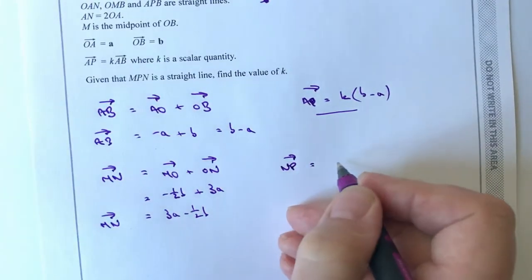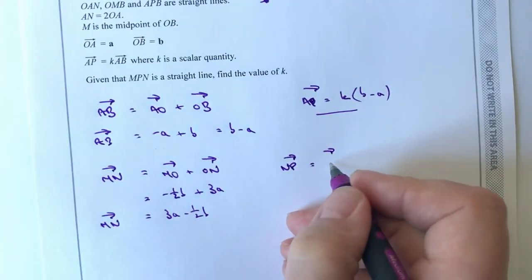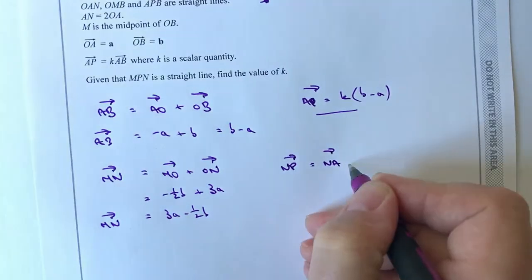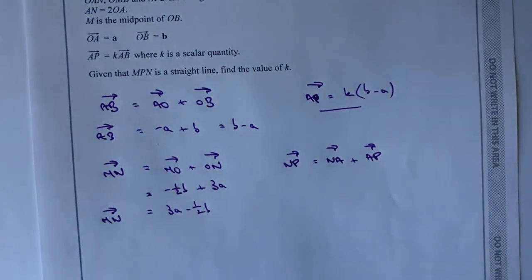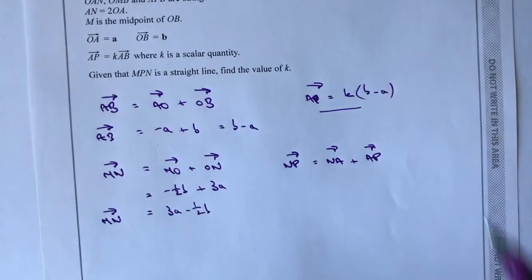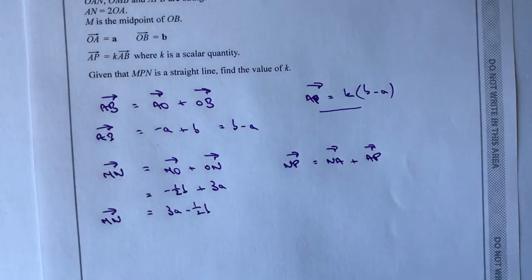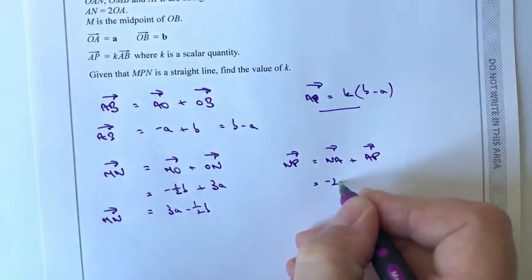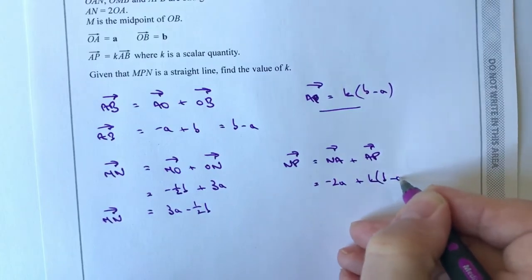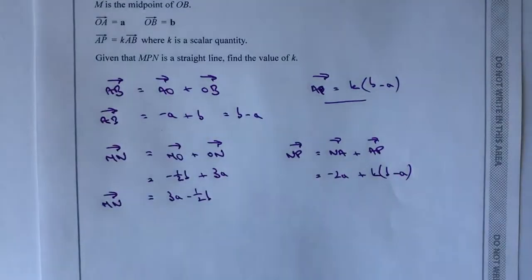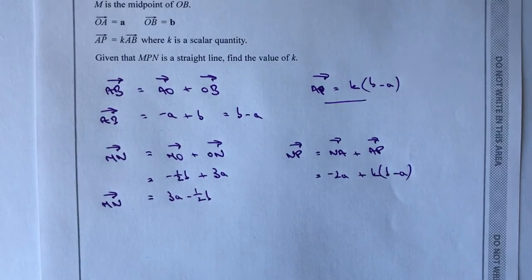Okay, so my next little bit then is going to be NP. Well, NP is going to be valued at NA plus AP. Now remember that we know what AP is, or at least we've got that bit in place. NA is going to be equal to minus 2A, and AP is going to be K times B minus A. All right, so we've got now the component parts to be able to solve this particular question.